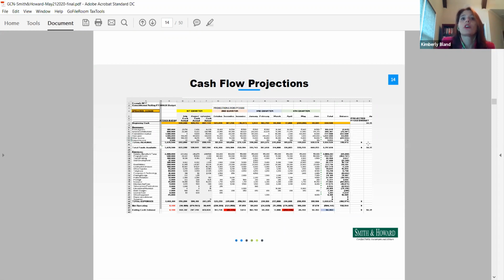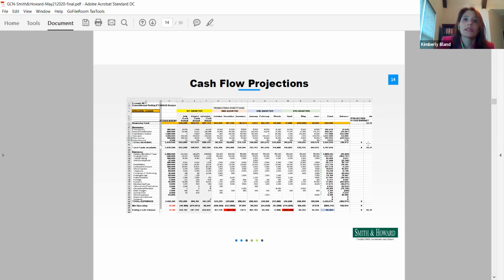So what we do is we start with our beginning cash. We budget out what are our revenues and what are our expenses, and we do that for the entire year. As each month goes by, we update for actual. Hopefully what we had budgeted versus our actual are pretty similar, but that's not always the case.